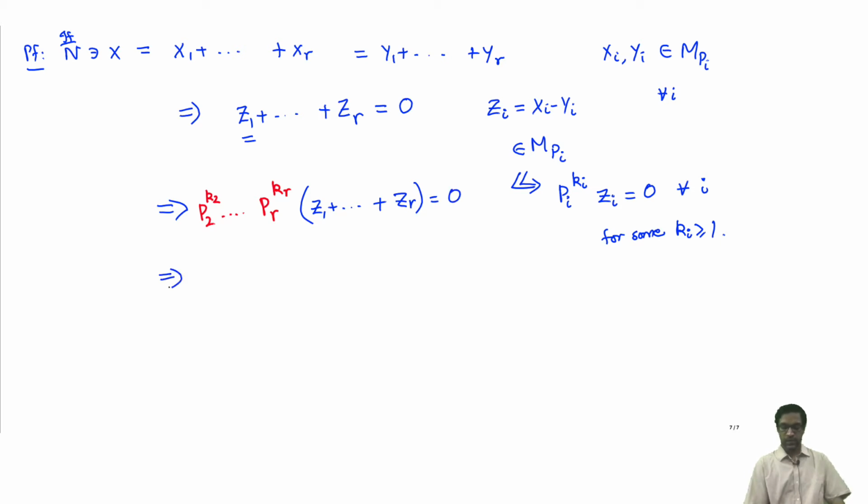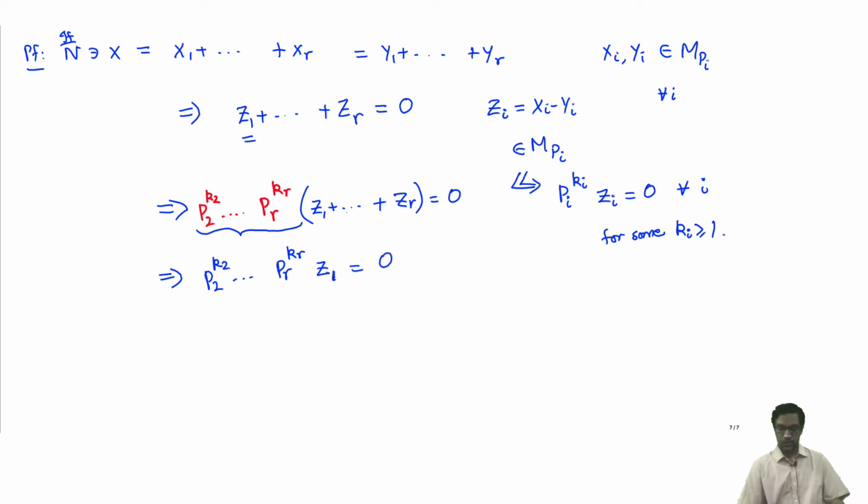Now observe that if I look at the other terms z2, z3 till zr, each of them is killed by an appropriate power of p2, right? So this scalar p2 power k2 till pr power kr kills all the terms in this sum except for z1 itself. Okay, so all the other fellows are 0. z1 alone survives. It's p2 power k2, p3 till pr power kr acting on z1 is 0.